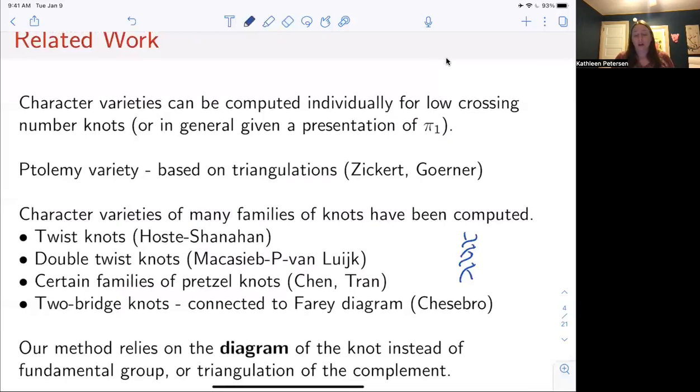And the work I'm going to present now is different than most of these methods, because these methods that I have on the slide depend either on the triangulation or are just depending on the fundamental group. And our method, although we will be talking about the Wirtinger presentation, is really a method that is going to look at the diagram of the knot.